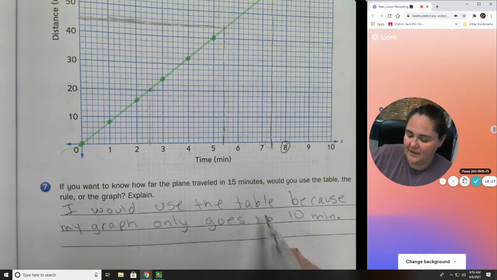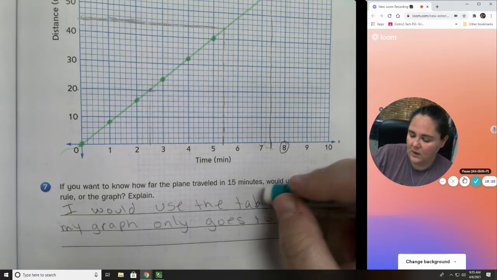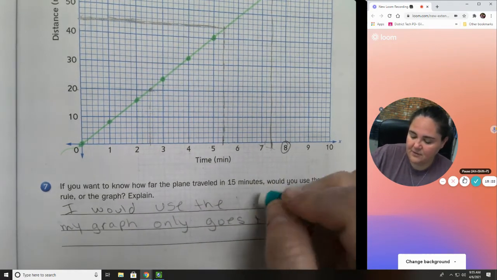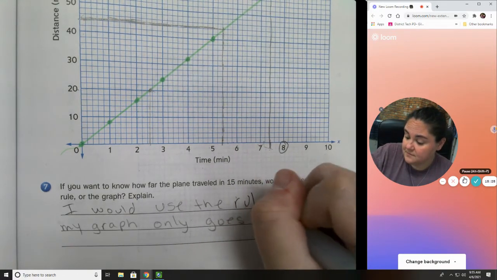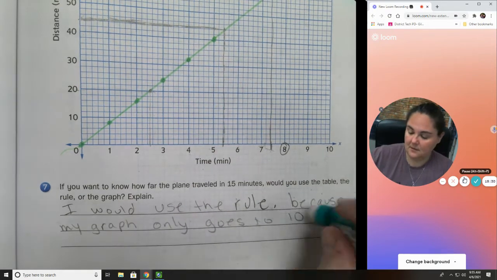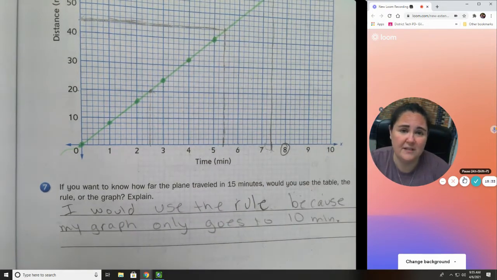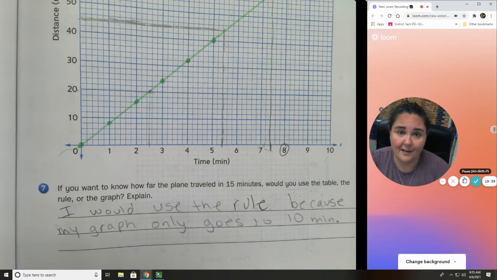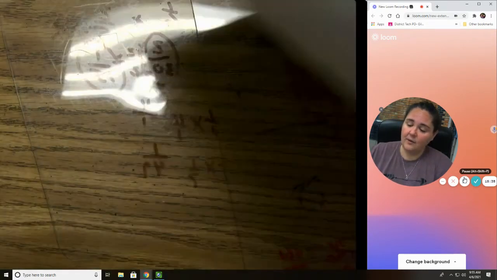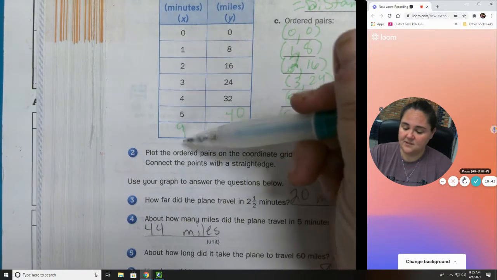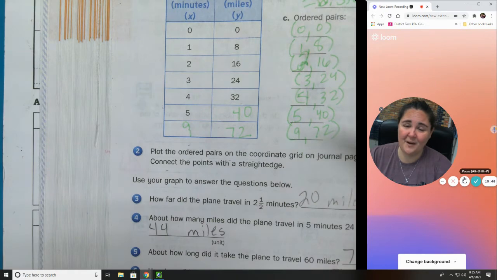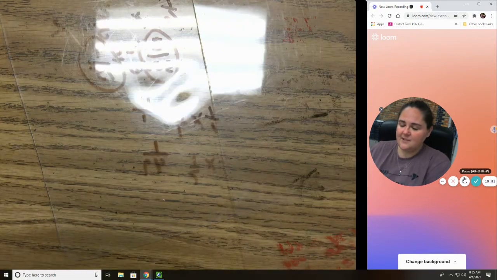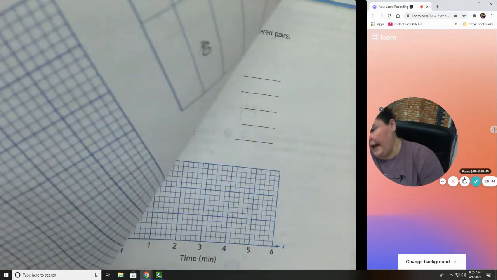Now, technically, would I use the table or would I use the rule? Well, my table, we didn't write it for 15 either, did we? So technically, we're going to use the rule. Remember, I know that my rule is multiply by 8. That's a lot easier than going here and counting, adding 1 to this one and adding 8 to this one. Adding 1, adding 8. It's a lot easier to just multiply by 8, right? Awesome. So that's what we're going to do. That is how you're going to use a graph.